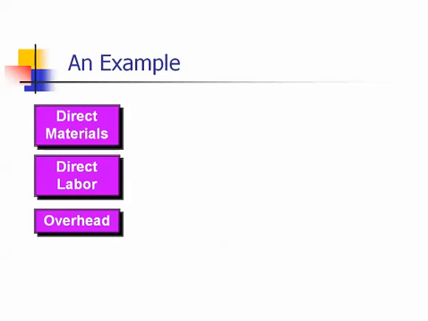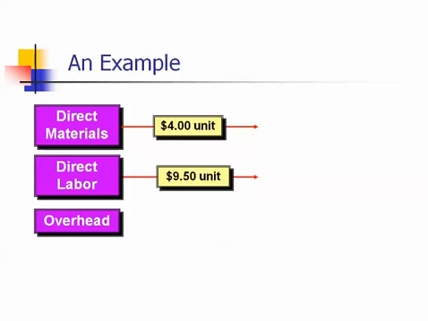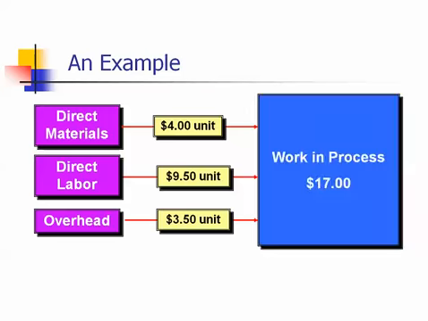For example, if the standard cost for a single unit is $4 for direct material, $9.50 for direct labor, and $3.50 for overhead, then a company will record a total cost of $17 for each unit of product that starts into production and a cost of $17 for each unit that is transferred out.